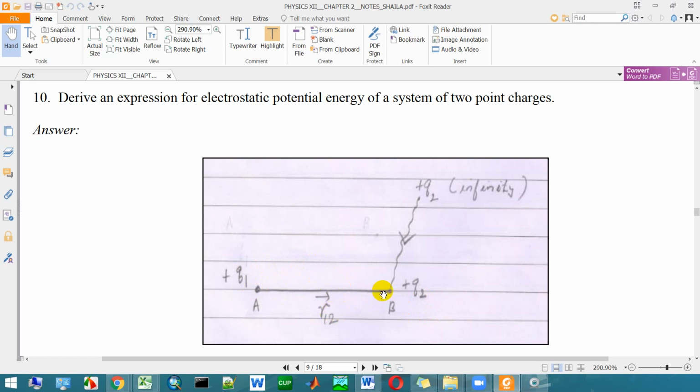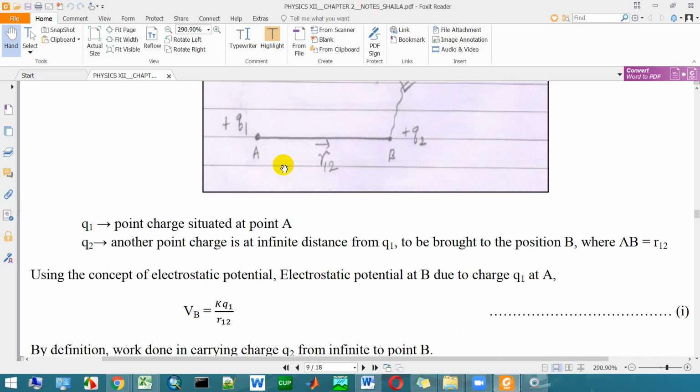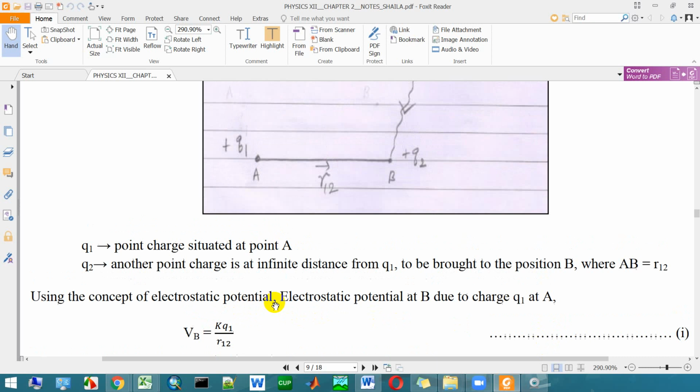Here again we will be considering two equations. One is for the potential at point B due to this plus Q1. Potential at B due to plus Q1 at point A is KQ upon R. But here this Q is Q1 and R is the separation of point B from A, that is R12. So this is the first equation.